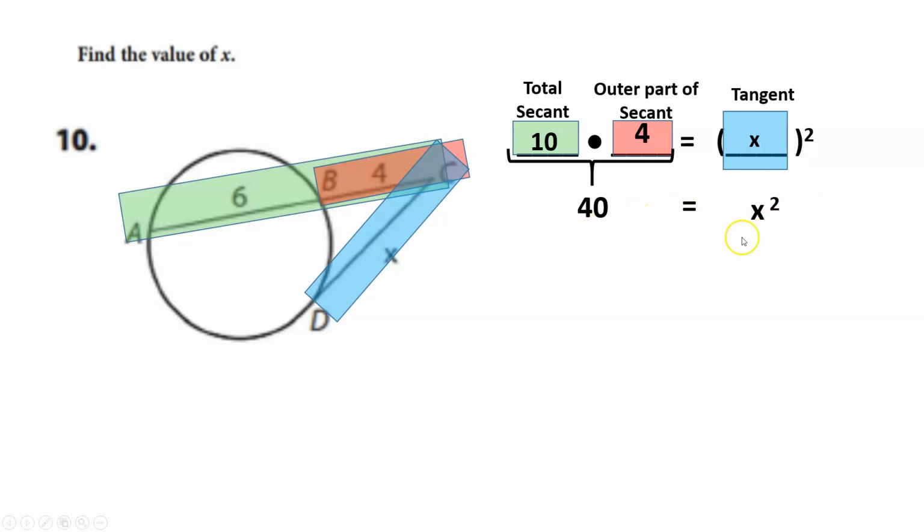So I'm left with x squared, or x to the power of 2, however you want to say it. How do I solve this out? I know this is not algebra class, but let's go ahead and square root both sides. Kind of looks like a radical. And I'm left with x equals, in your calculator, go ahead and square root 40. And that would be about 6.32.